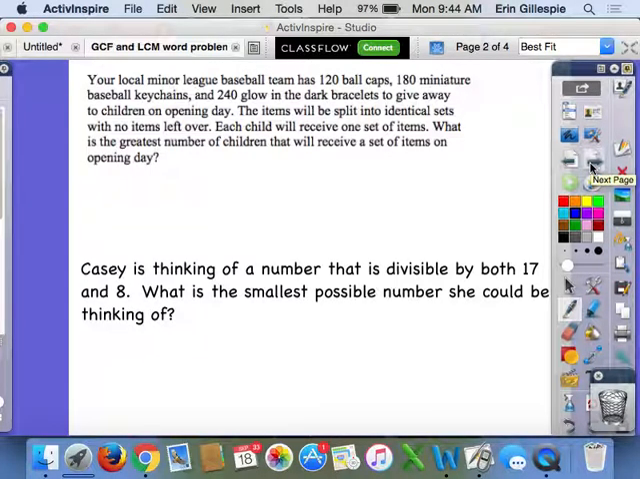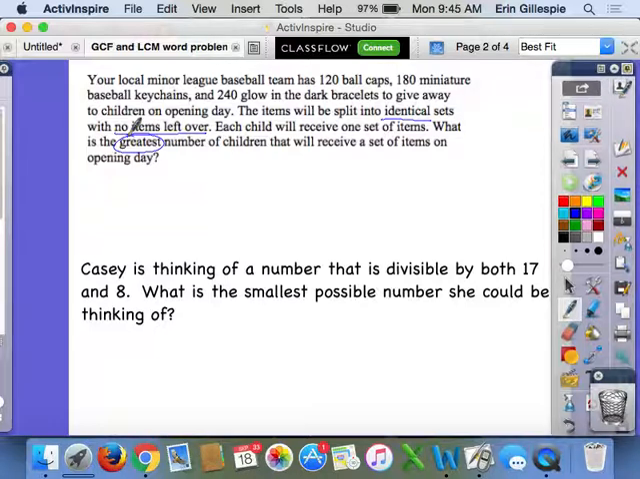It says your local minor league baseball team has 120 baseball caps, 180 miniature baseball keychains, and 240 glow-in-the-dark bracelets to give away to children on opening day. These items will be split into identical sets with no items left over. Each child will receive one set of items. What's the greatest number of children that will receive a set of items on opening day?